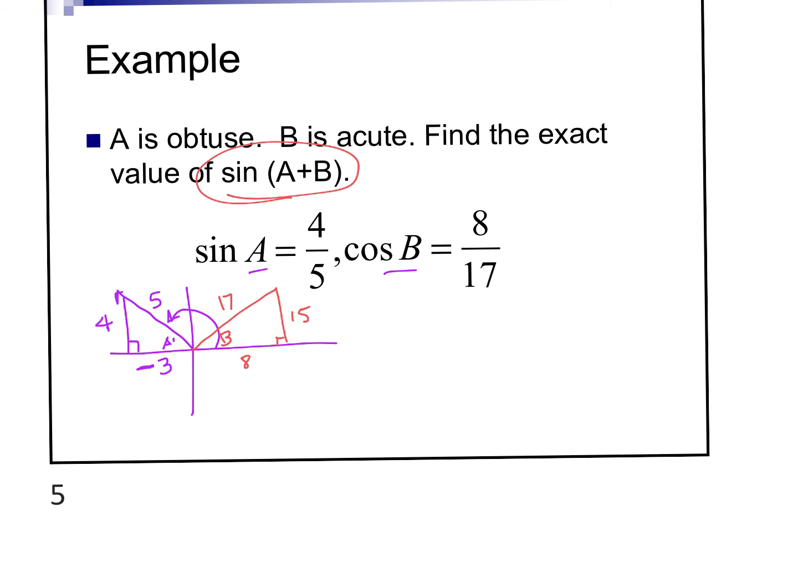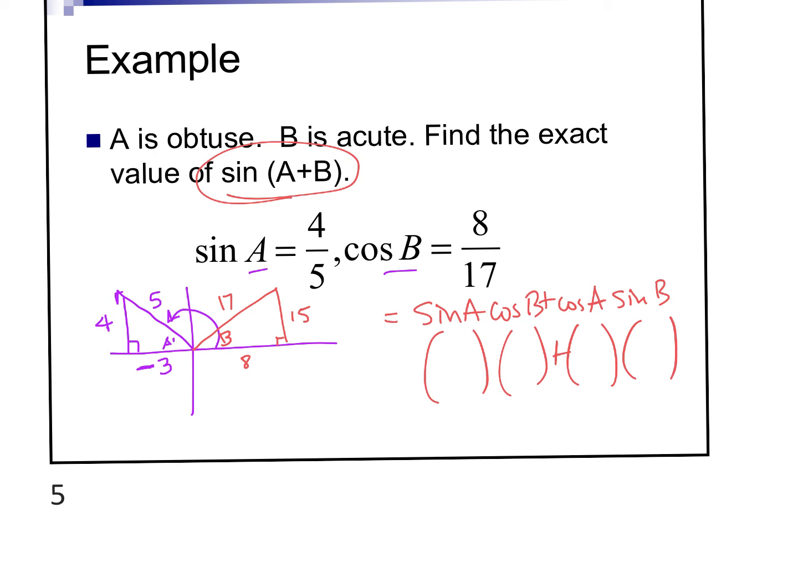All right, somewhere in your notes prior, you have the sine of a sum, which is going to be the sine of A times the cosine of B plus the cosine of A times the sine of B, right? There are 4 different ratios that I need to plug in here. Okay, first one is 4/5. That was given. All right, cosine of B is 8/17. That was also given, right?